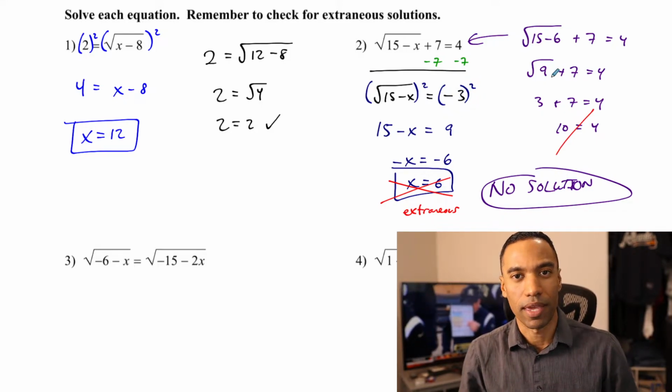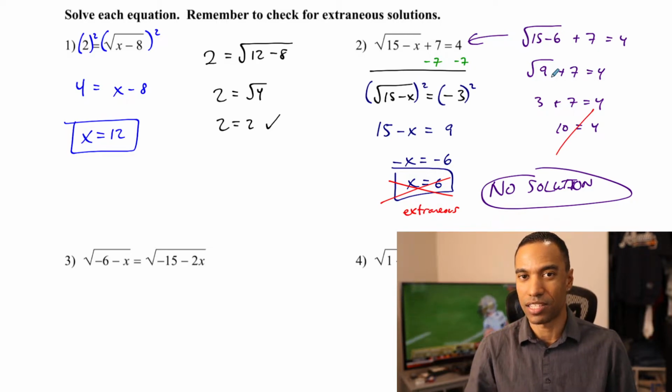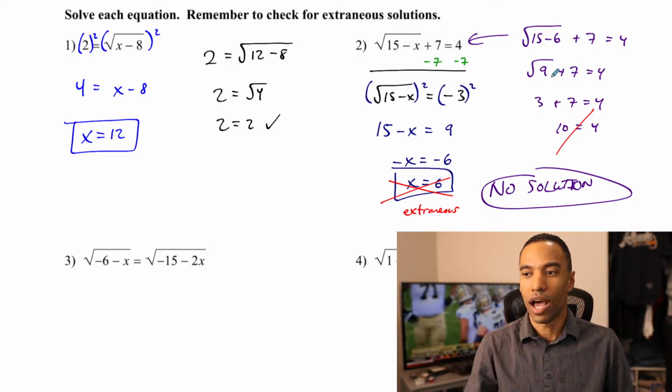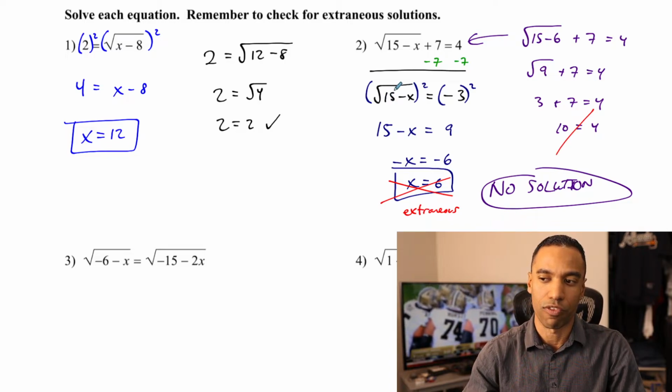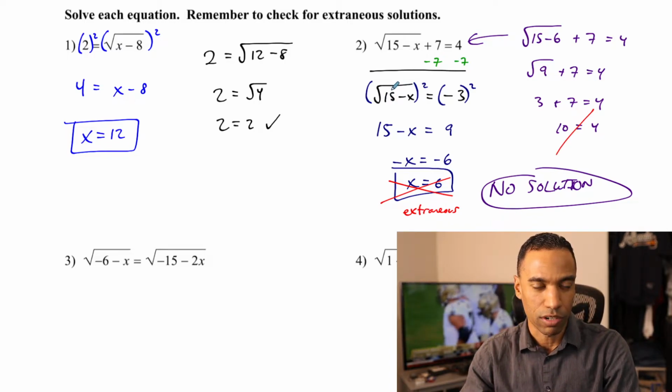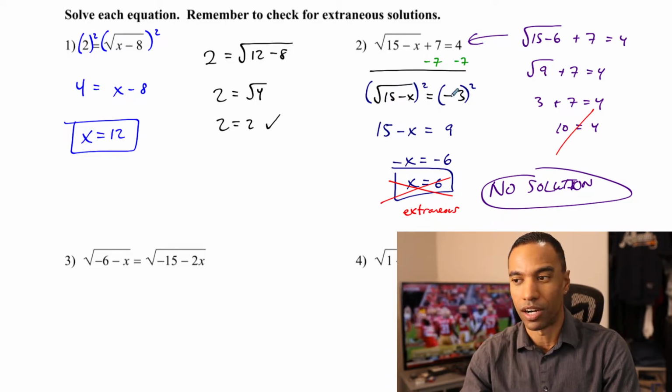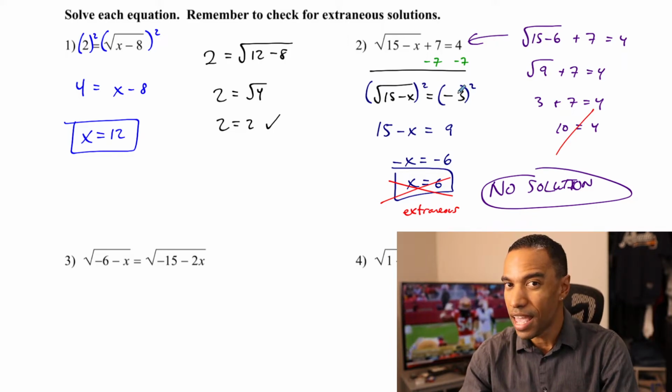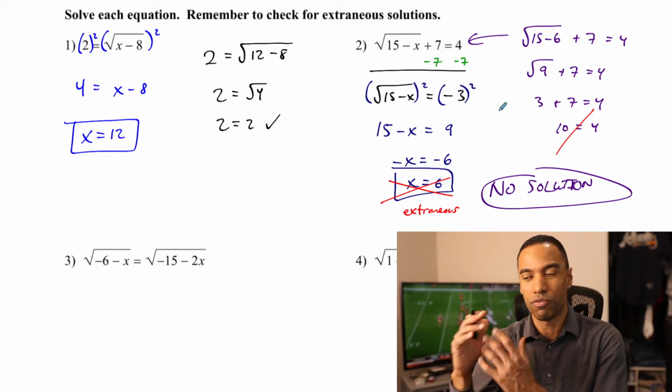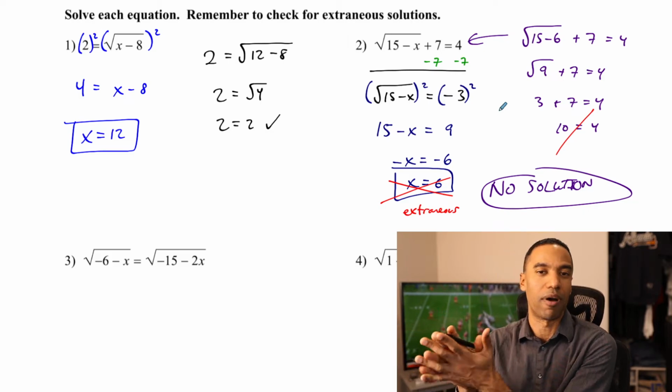So the problem is, once you square both sides of these equations, you are not only changing this from a radical equation to a linear equation right here, but this constant that had a negative in it has now turned positive. You've changed it. It didn't know whether it was negative or positive before.